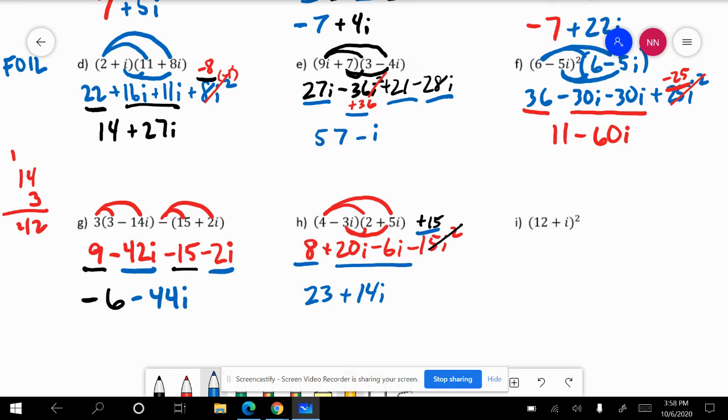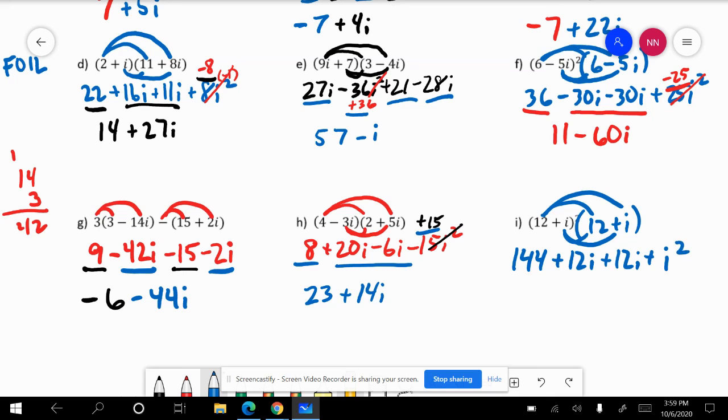For letter I, we have a binomial squared, so we have to remember to write it twice. 12 times 12 is 144. 12 times i is 12i. i times 12 is 12i. And i times i is i squared. Once again, i squared is negative 1. So what we have is 144 minus 1, which is 143. We have 12i plus 12i, which is 24i.